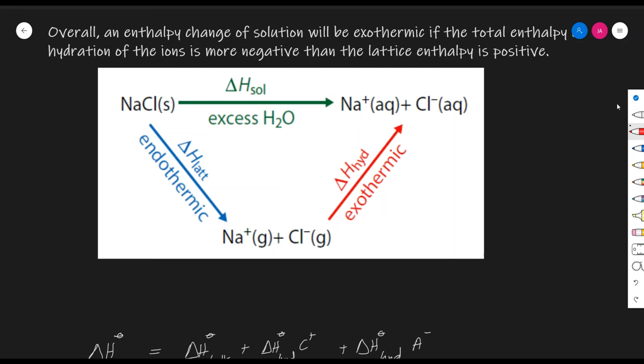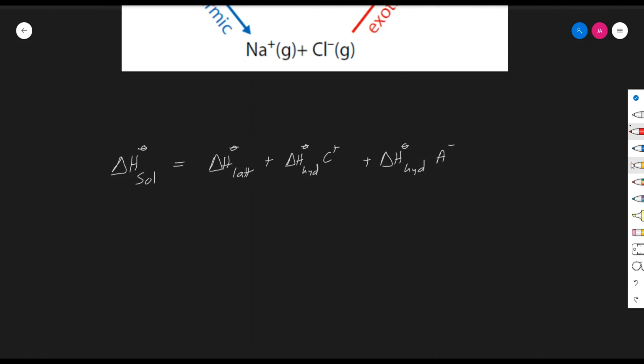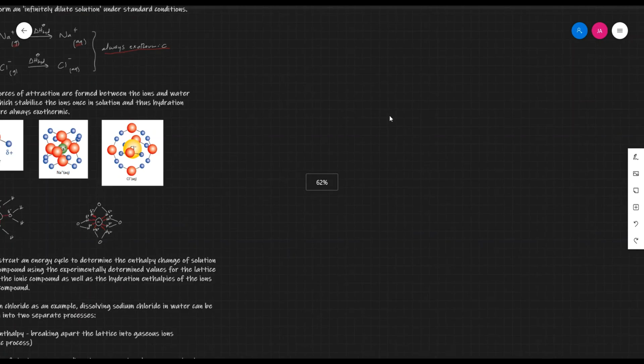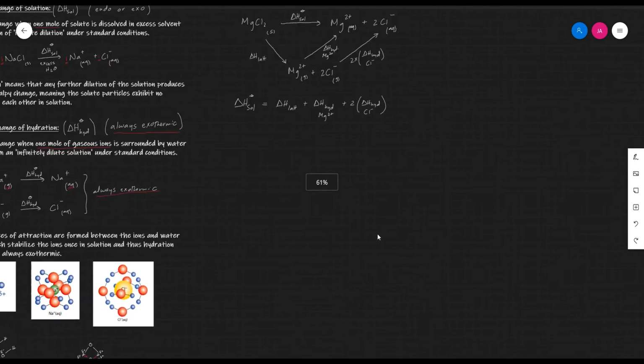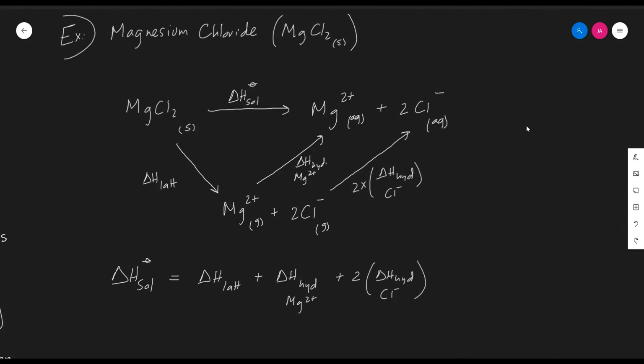In general, if I were to write a rule for this, a mathematical equation, the enthalpy change of solution would always equal the lattice enthalpy of the ionic compound plus the enthalpy change of hydration of the cation multiplied by the molar ratio, of course, plus the enthalpy change of hydration of the anion multiplied by its molar ratio. To be more clear, I have used the example of MgCl2 over here, and I have constructed a cycle as well to calculate the enthalpy change of solution of magnesium chloride.